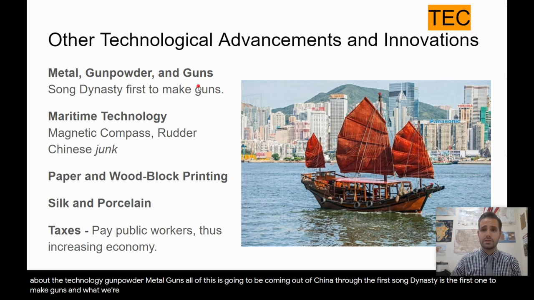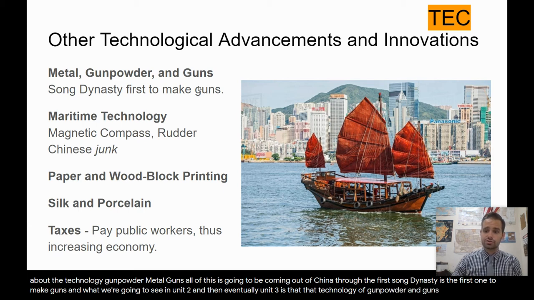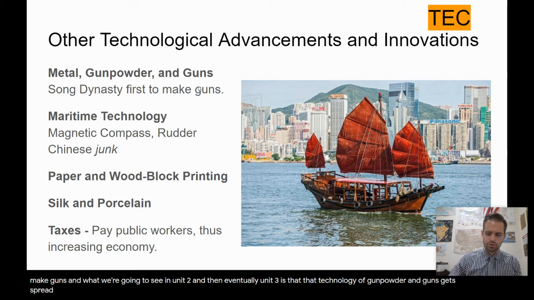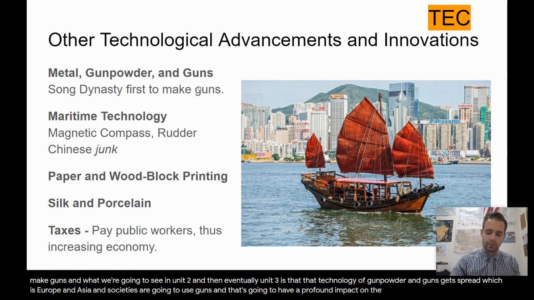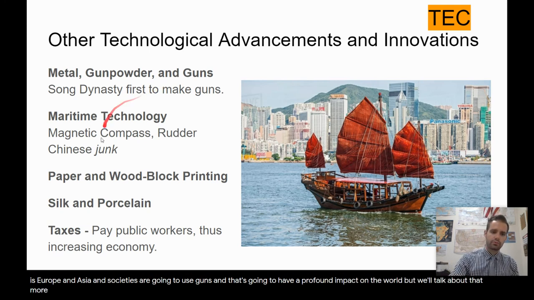And what we're going to see in Unit 2 and then eventually in Unit 3 is that that technology of gunpowder and guns gets spread all throughout Eurasia, which is Europe and Asia, and societies are going to use guns. And that's going to have a profound impact on the world, but we'll talk about that more in Unit 3.